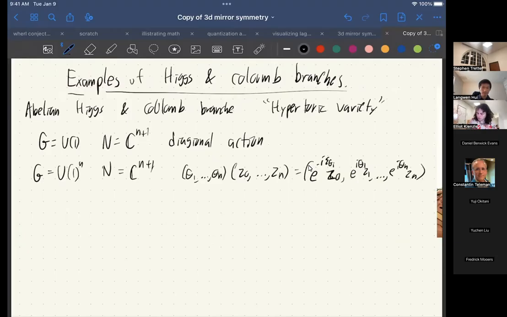The details of what coordinates I'm choosing here aren't so important. I just want to be explicit so you know it's not anything complicated, okay?